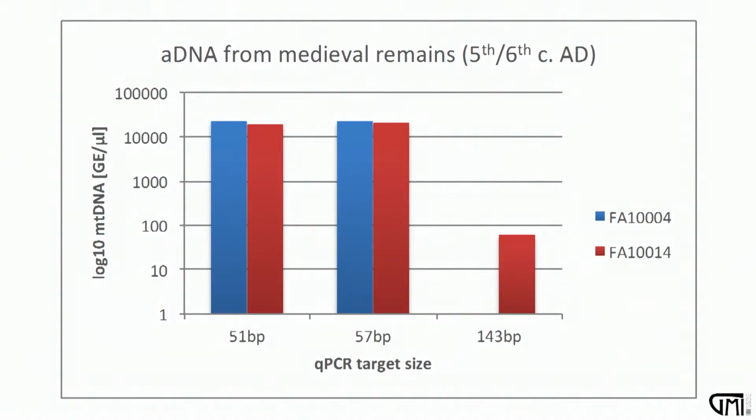Or if we look at that in a more natural degradation process and we look at remains of medieval times, then we see that exactly the same extracts contain almost no DNA of 143 base pairs, but more than 20,000 copies of 50 base pairs. So we're not talking about low copy number here. We are talking about size.